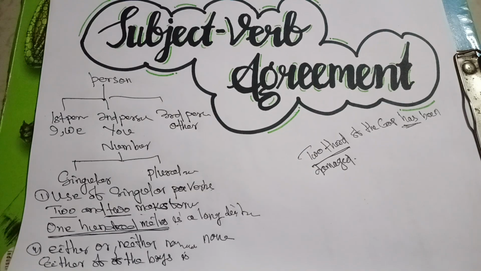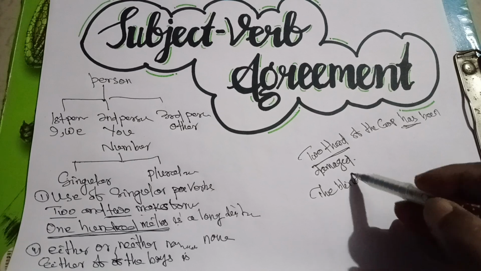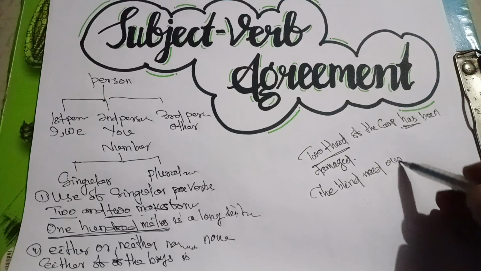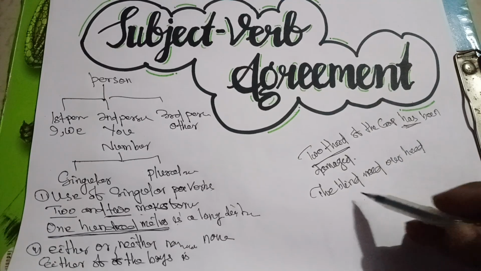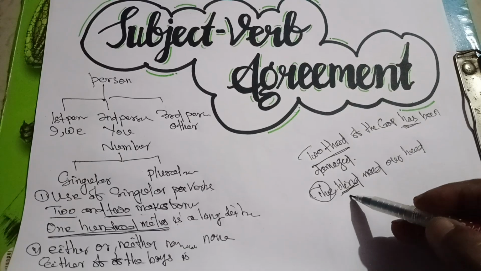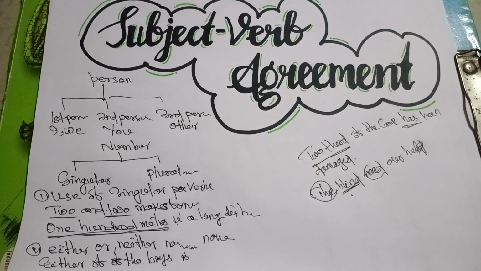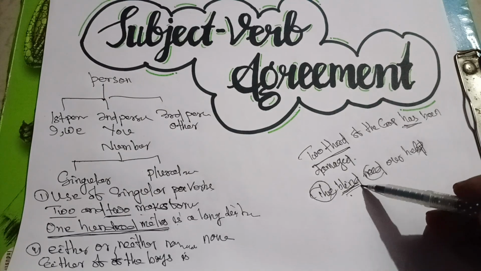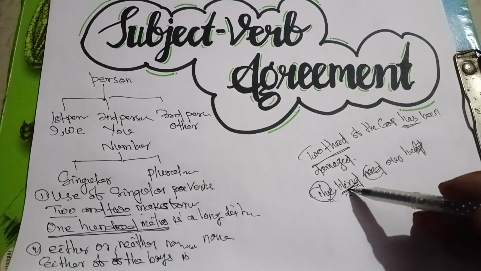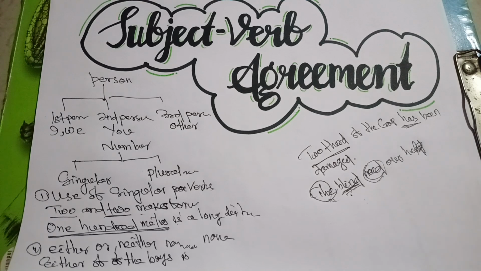For example, the blind need our help. Here, blind is the adjective, and 'the' is used before the adjective. In that case, blind is the adjective, 'the' is used before the adjective blind, so the plural verb need is used here.